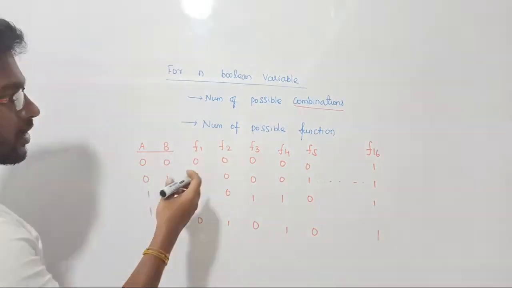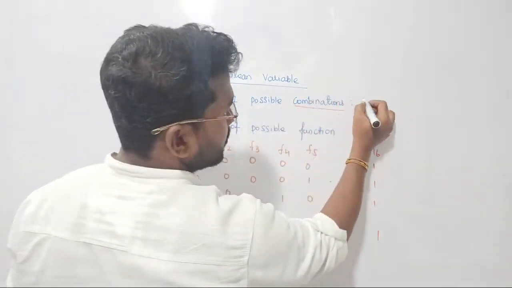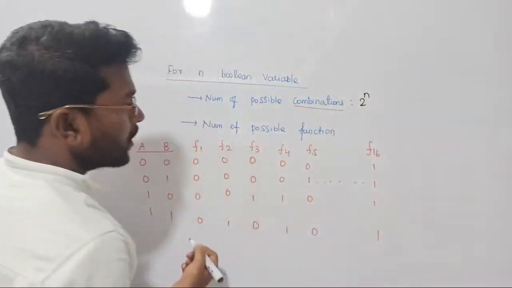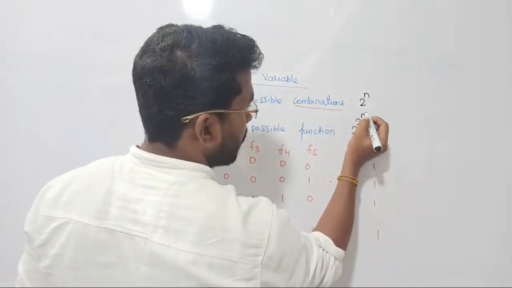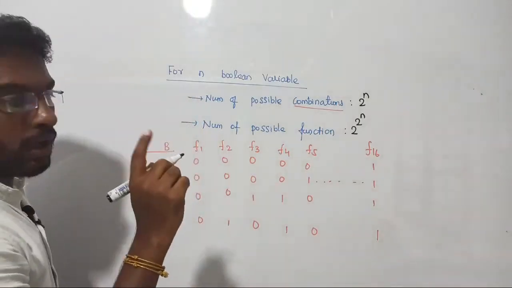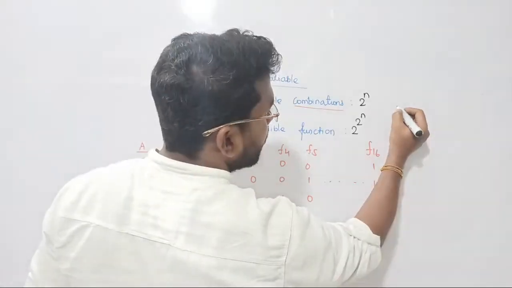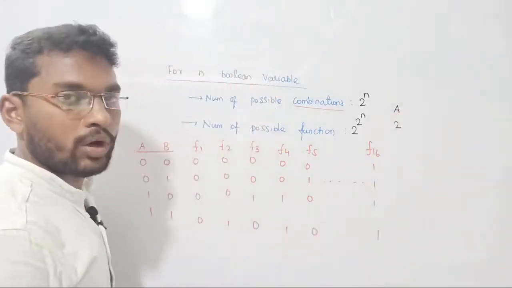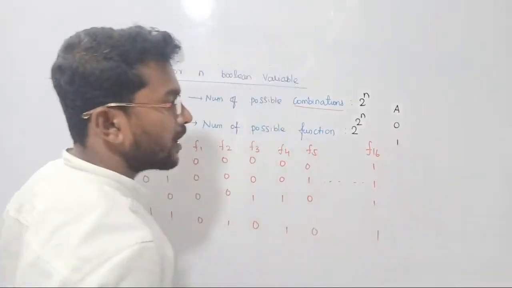Guys, listen. The conclusion is, for n variables, the number of possible combinations is 2 power n, and the number of possible functions is 2 power 2 power n. Am I correct? Shall we check? Yes. When n equals 1, we are considering only one variable. Its corresponding possible combinations are either 0 or 1.